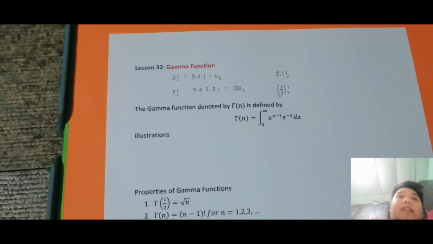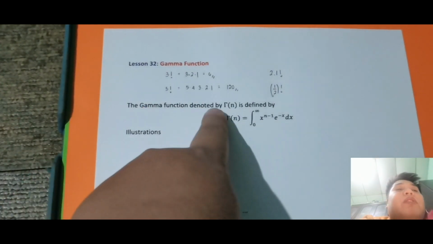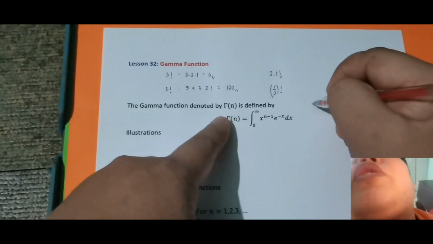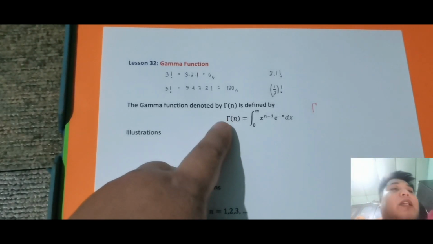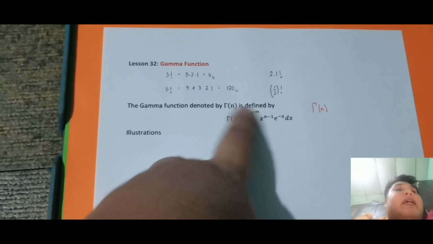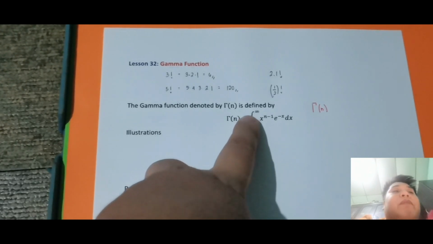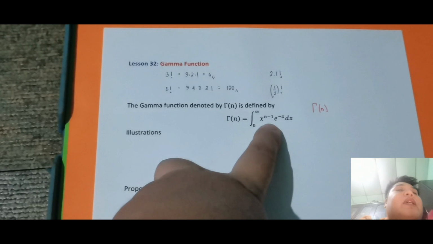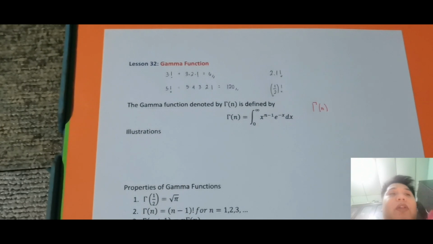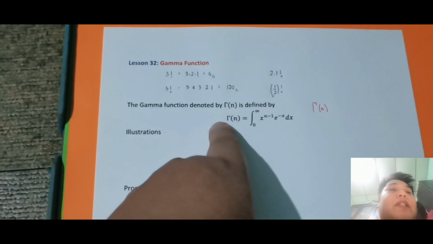Alright, so now let us define what is our topic for today. So we have the gamma function, denoted by gamma of n. Paano siya isusulat? Pag sinulat mo, syempre para siyang r, something na ganyan. The gamma of n is defined by the gamma of n is equal to integral from 0 up to infinity ng x raised to n minus 1 e raised to negative x dx. Again, anong gagawin lang natin dito, guys? Ang gagawin mo lang is whenever may na-encounter kang ganito, ang tanging sagot is just gamma of n.